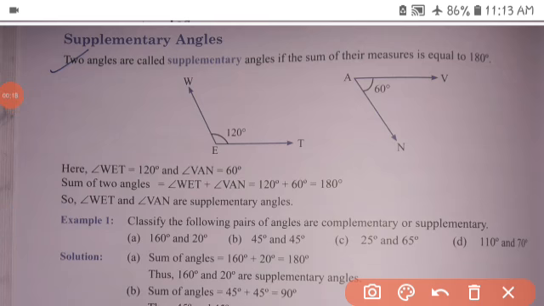Now, supplementary angles. Two angles are called supplementary if the sum of their measures is 180 degrees. For example, 120 degrees and 60 degrees. The sum of these angles is 180 degrees, which means these angles are supplementary angles.